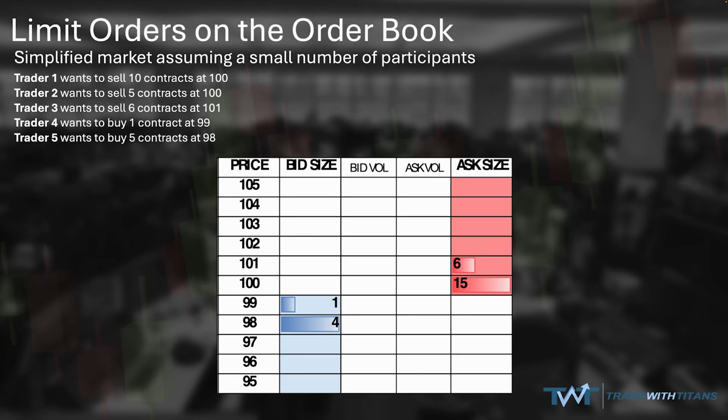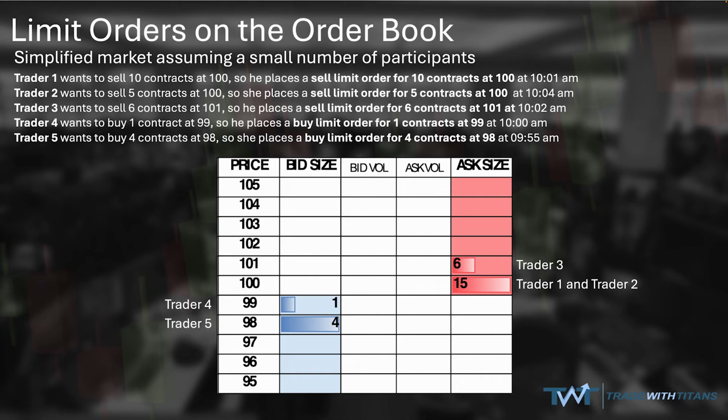Let's now see how patient and aggressive buyers or sellers interact as a part of the market auction process. To simplify things, let's take our mock security and imagine there are 5 traders currently in the market. You can see their limit orders reflected on the DOM. The limit orders were placed in the following sequence.